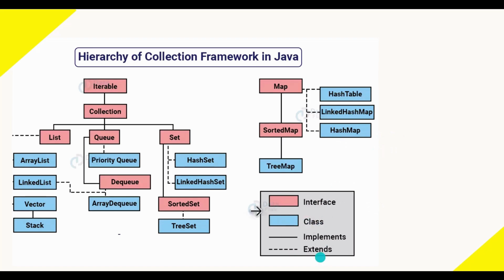These are classes. The dotted line shows extends, and the solid line is called implements. So a solid line means Collection implements interfaces like List, Queue, and Set, and the dotted line shows that these extend. So the Set interface is extended by classes like HashSet and LinkedHashSet. So that is all about the collection framework.